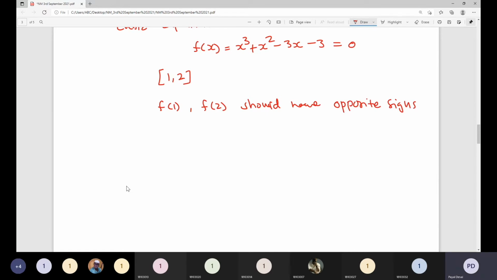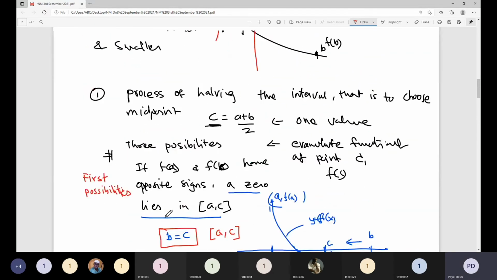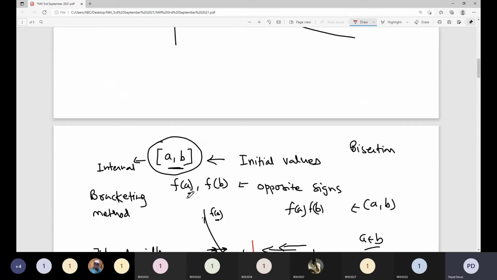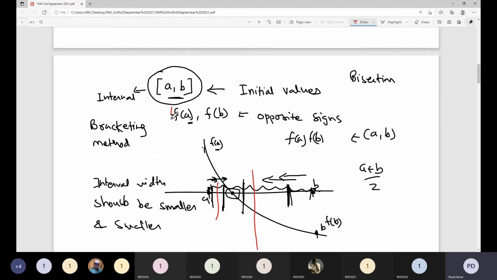This is my first task. I need to see, as in the beginning we have seen, right? First I have to see that these should have opposite signs.